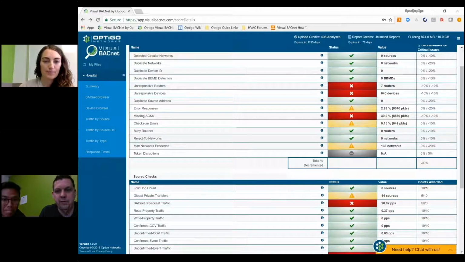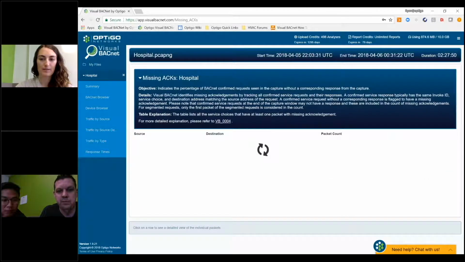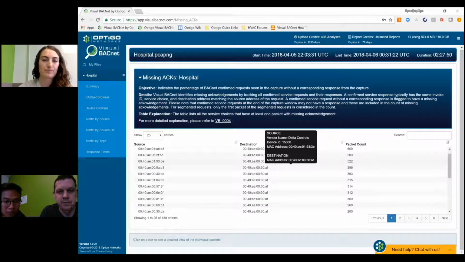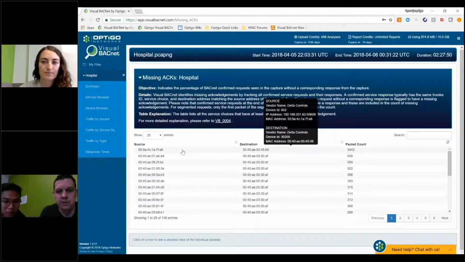Now, as we keep going down the file, I see some interesting things. There's a couple of error responses, but there's 39% in missing ACKs. That's interesting as well. So once you dive into this, you've got a source here and a destination.